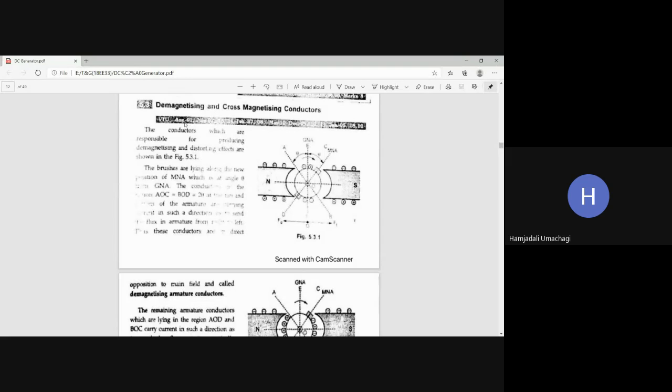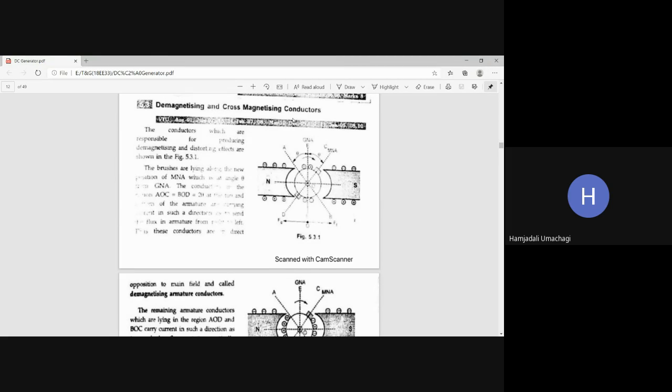Final year exam. So now we will see the derivation part here: demagnetizing and cross magnetizing conductors. As I told you, armature reaction takes place when we connect some load, then armature conductors carry current which produces its flux, and that flux will interact with the field flux. Because of that, the main flux gets distorted.